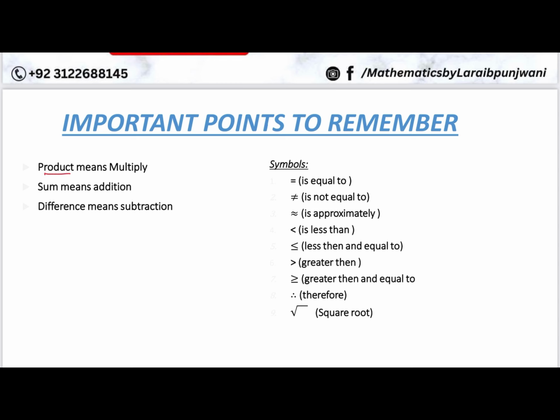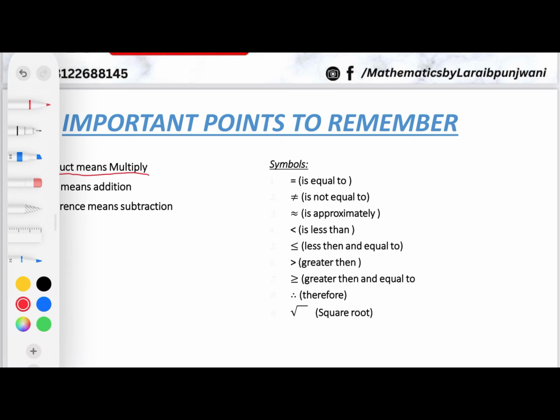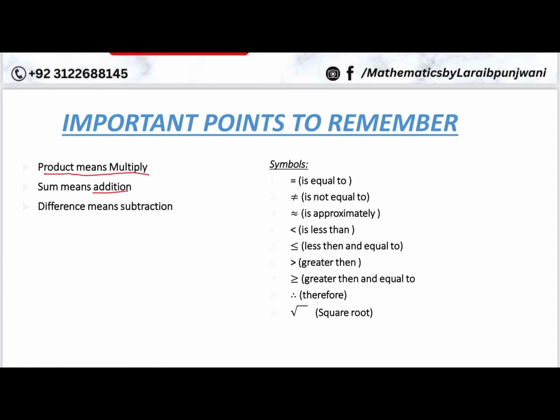First, product means multiply, sum means addition. You must know these points. Difference means subtraction. So these three words you must know. Now for the symbols, we all know about these symbols, just revising them: equal to, not equal to, approximate, less than or equal to, greater than or equal to, therefore, and square roots. So you must know these things. These are very important things.